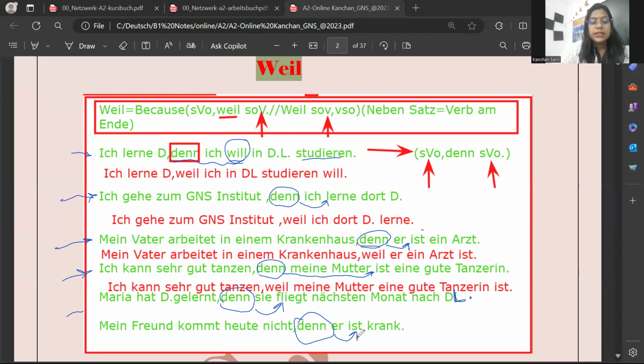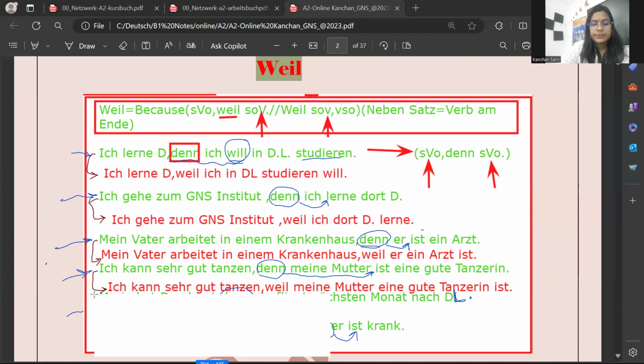Now we can see in this connector denn, we need the verb always at second place. But I have also written the same sentences with the red color. Can you compare all the sentences and tell me what the difference is? I already wrote the same sentences again with the red color. You need to read them and find out what the sentence structure difference is. Here the verb is at the last position.